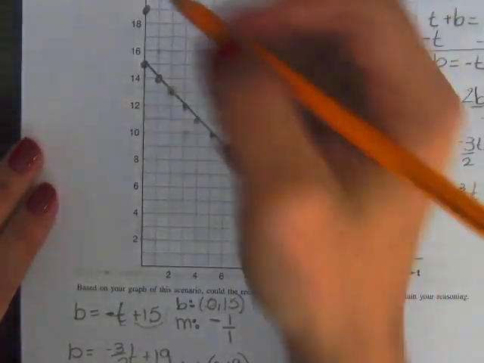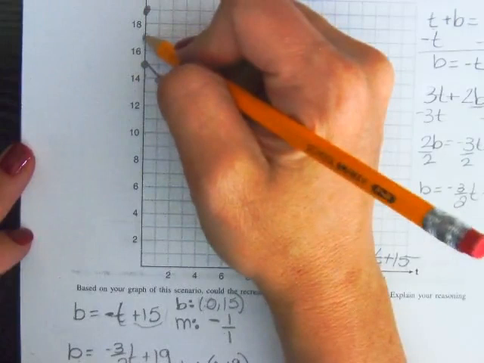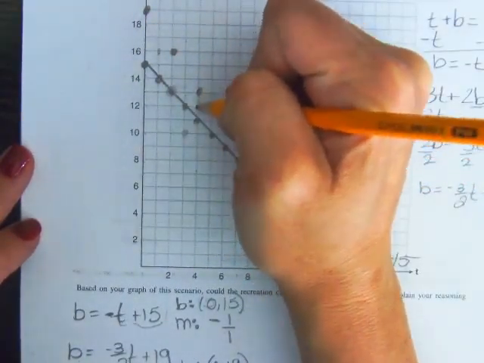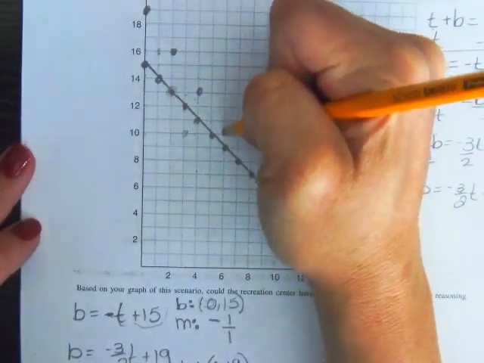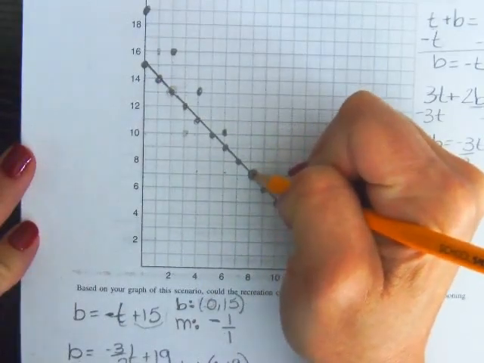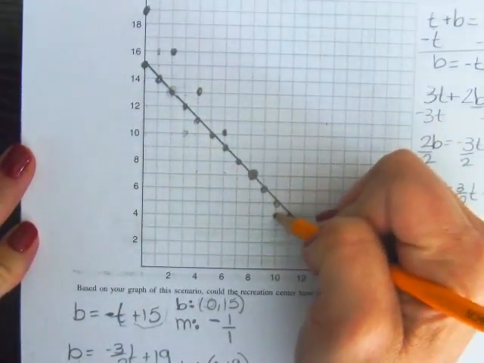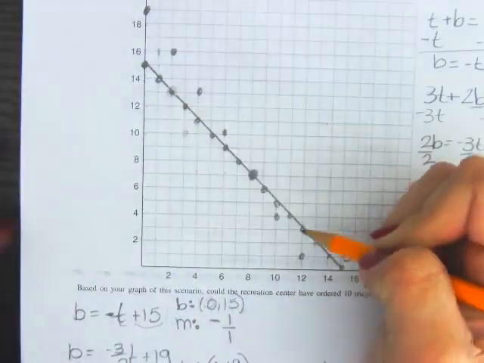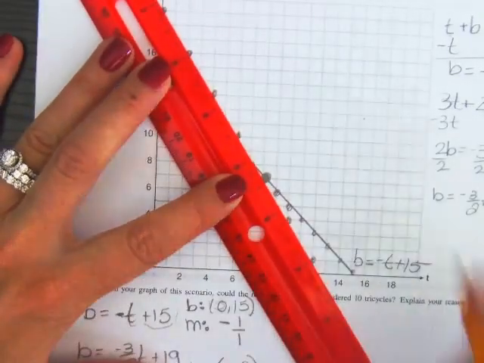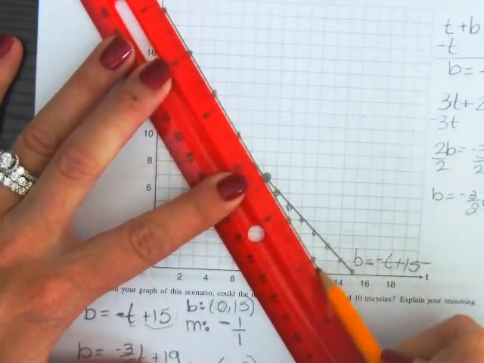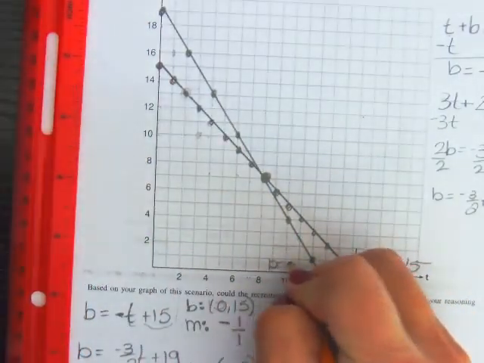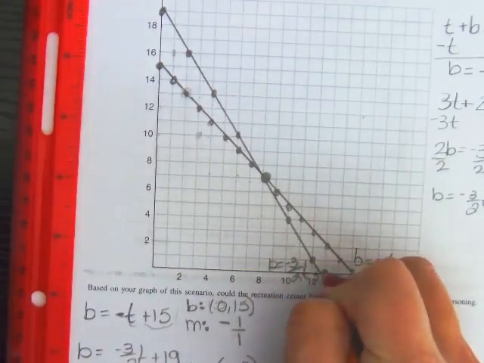We are back. I was graphing this wrong. I'm supposed to go down 1, 2, 3, right 2. 1, 2, 3, right 1, 2. 1, 2, 3, right 1, 2. And 1, 2, 3, right 2. I'm making that one bigger. I wonder if you can figure out why. Down 3, right 2. Okay, and I will again use my ruler to connect my dots. I will label this one with b equals negative 3 over 2 t plus 19.